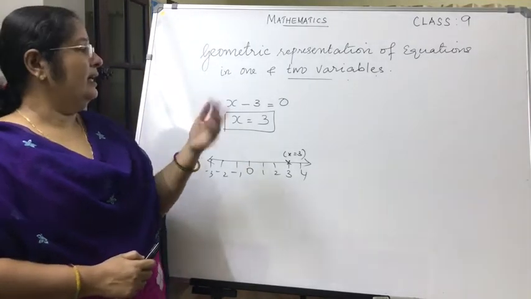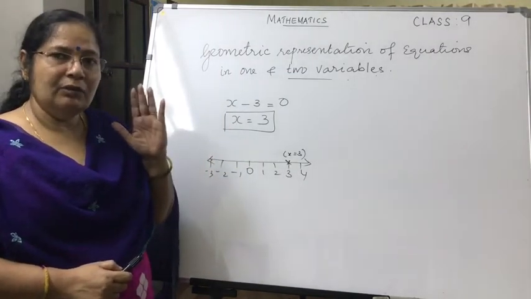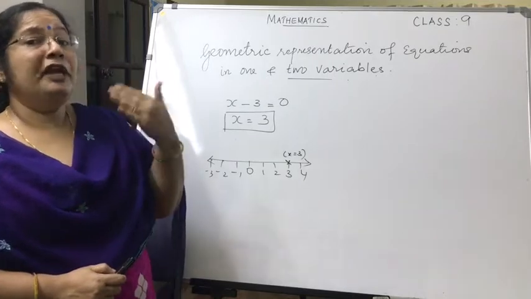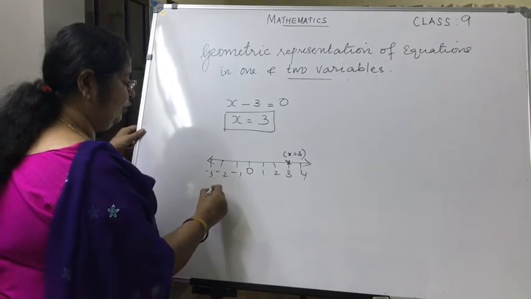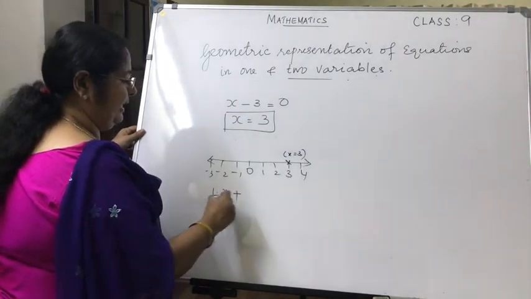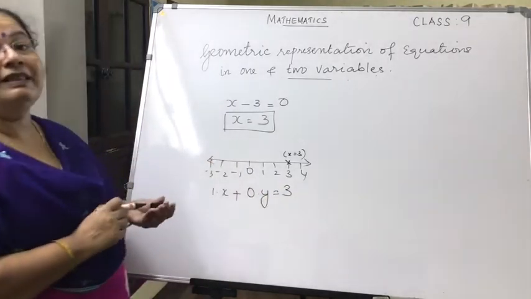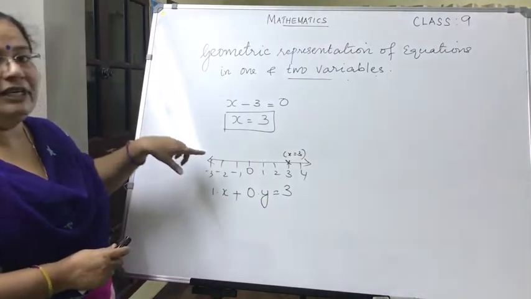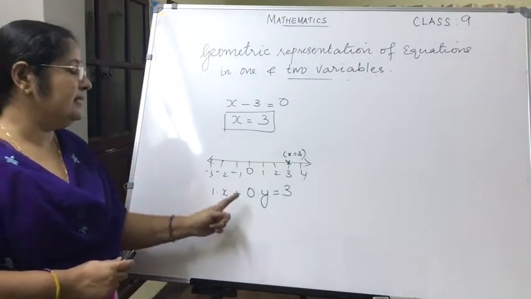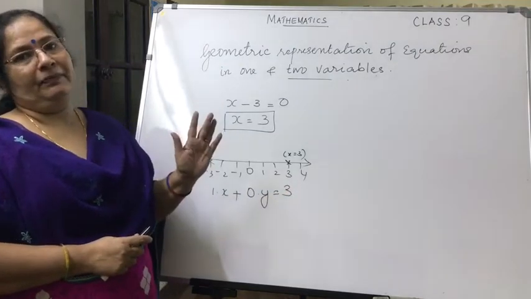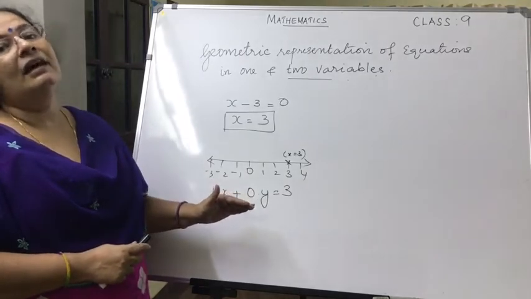As told earlier, x equals 3 actually means what? 1 into x is equal to 3. So, in two variables, how will you write this? This will be written as 1 into x plus 0 into y is equal to 3. The same equation, I am writing it in two variables as 1 into x plus 0 into y is equal to 3. Now, how to represent this geometrically? That is, how to draw the graph.